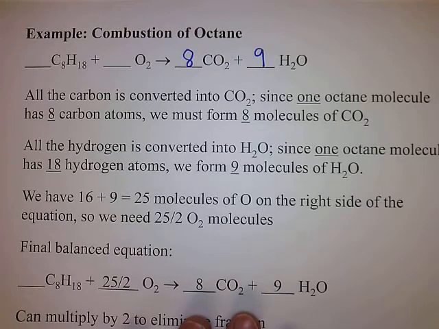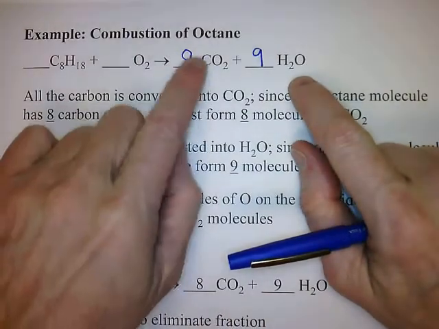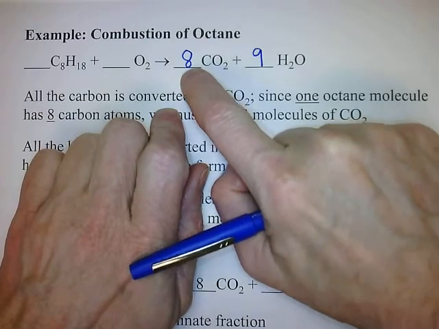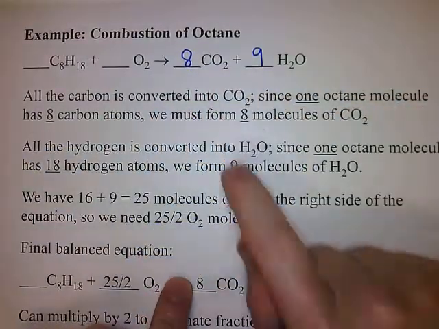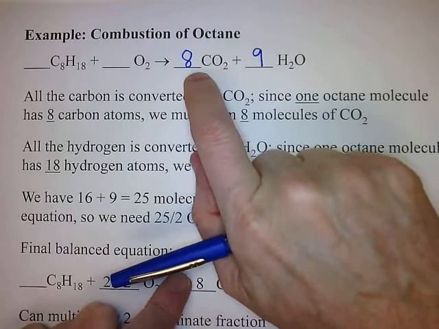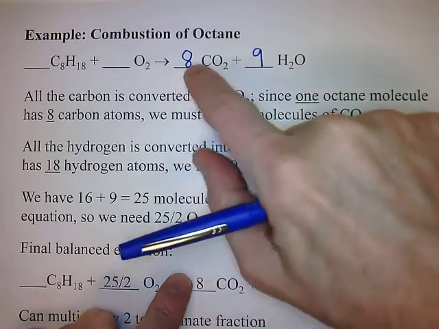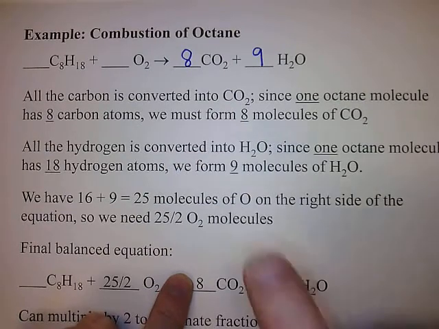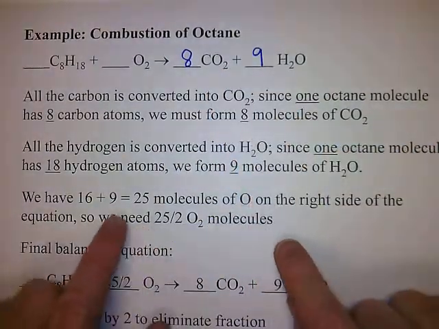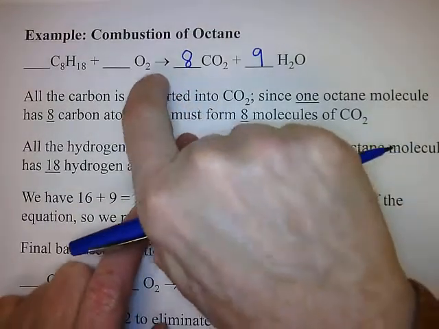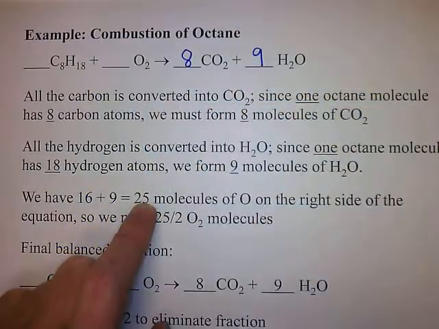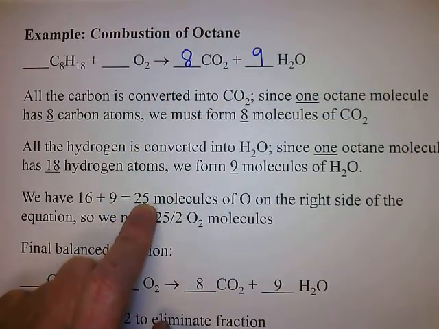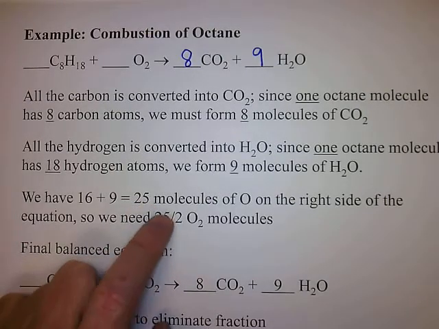Remember, when you put a coefficient in front of a formula like this, it operates on the whole formula. So when we put that 8 CO2 there, what do we really have? We have 8 carbons and 16 oxygens. So how many oxygens total do we have? 16 plus 9 is 25. But we have oxygen in the form of O2 molecules. If we put a 25 there, that means 50, not 25. And 2 doesn't divide evenly into 25.